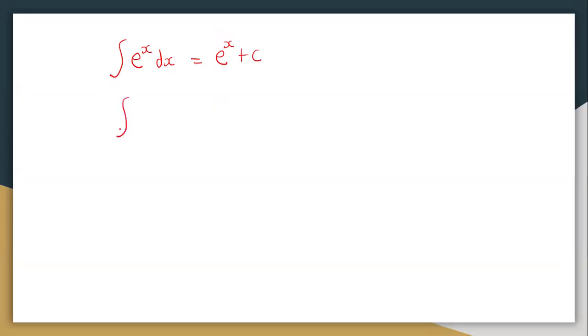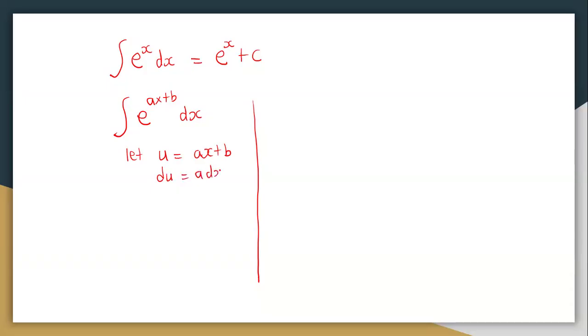Take an example. If we have an exponential of power ax plus b, with respect to x, and we want to integrate it, we are going to use the change of variables. Let u equal ax plus b. When we differentiate on both sides, we have du equal to a dx, because b is a constant and gives 0. So du is the same as a dx.